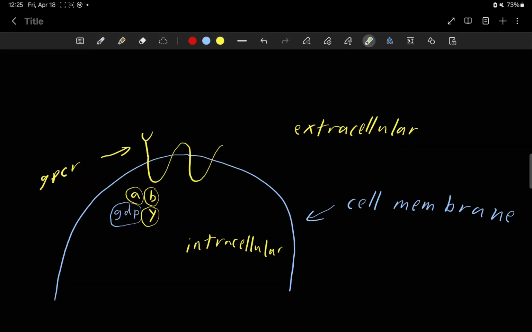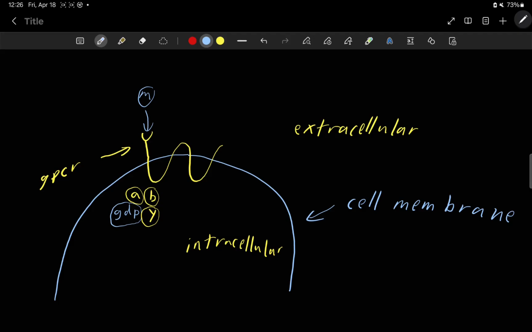Alright, so real quick review. You have your GPCR transmembrane receptor bound to your cell membrane, going from the outside of your cell to the inside, back and forth. And bound to the intracellular part is your G protein with your alpha, beta, and gamma subunits. And attached to that is your GDP, your guanosine diphosphate. And all is well, but then you have a messenger molecule come along. Your messenger molecule binds to the extracellular part of your GPCR.